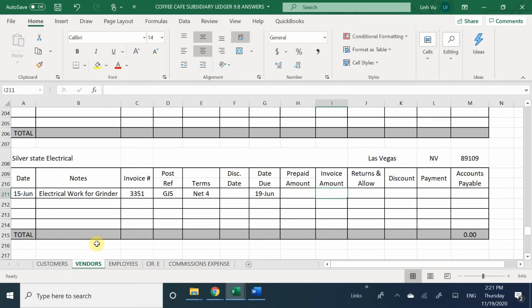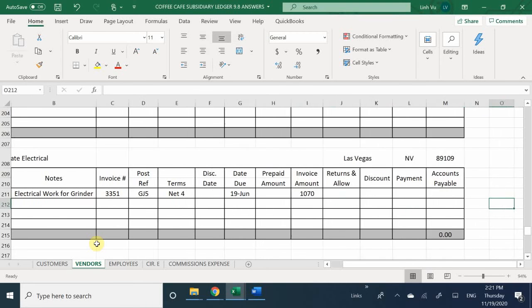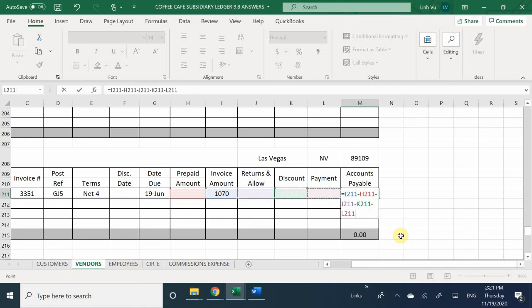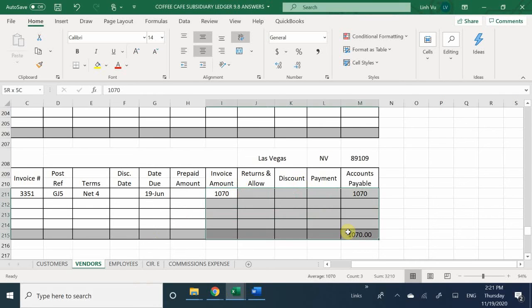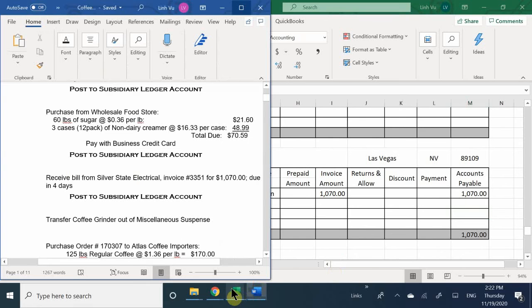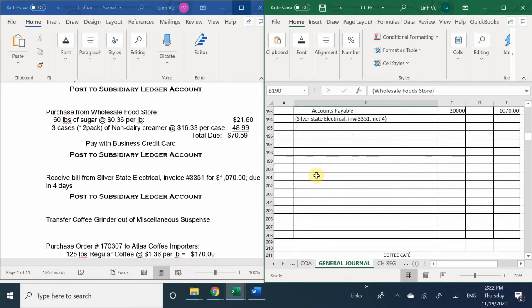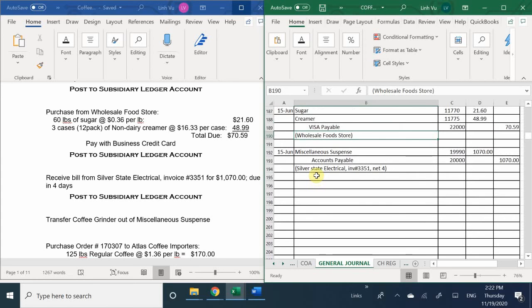Our invoice amount was for 1,070. And we have not made any payments, so we have an accounts payable amount owing of 1,070. Yes. And that's everything. Good.